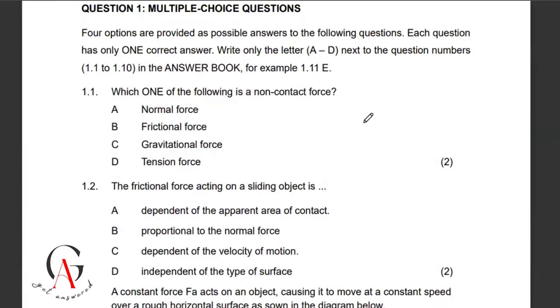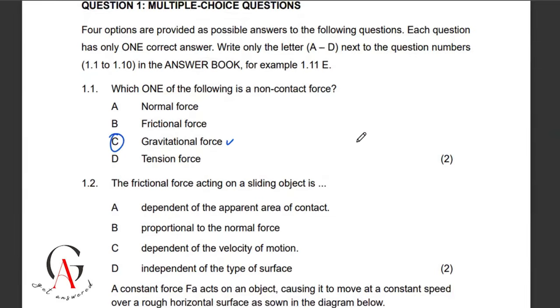Which of the following is a non-contact force? Non-contact, it's basically the gravitational force. So C is the correct option there.